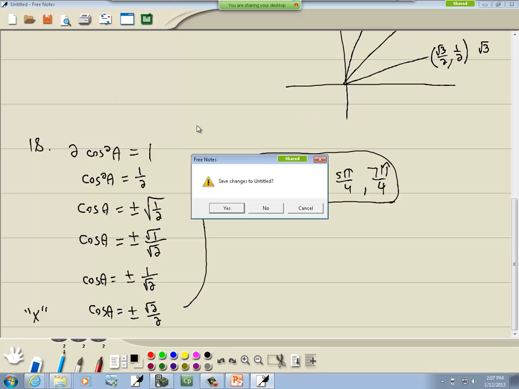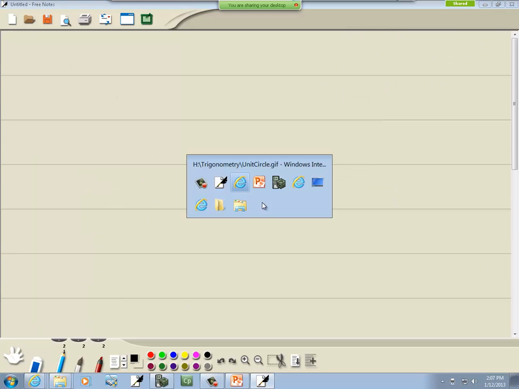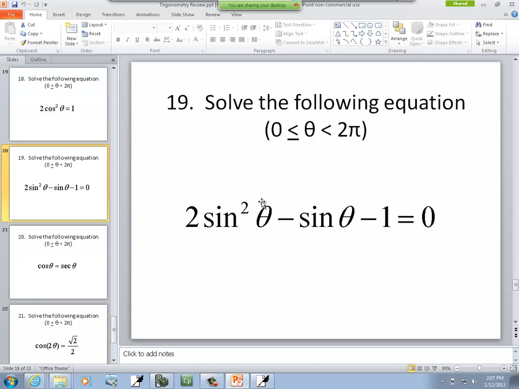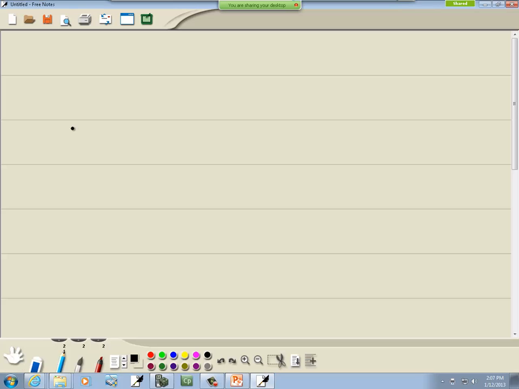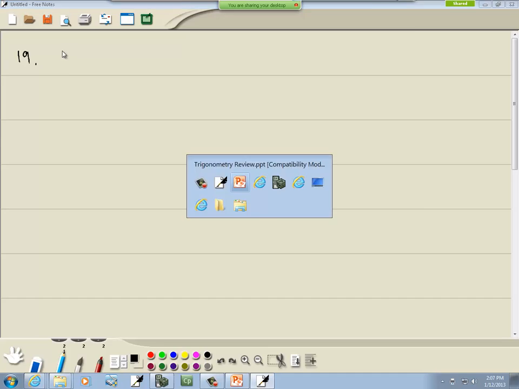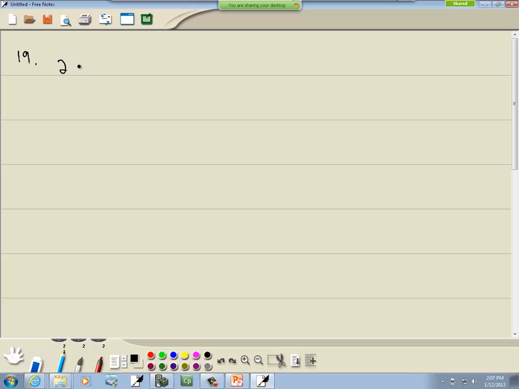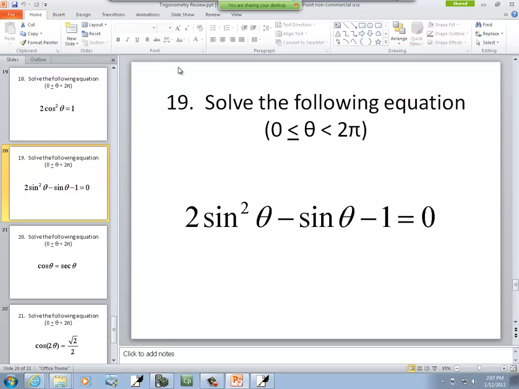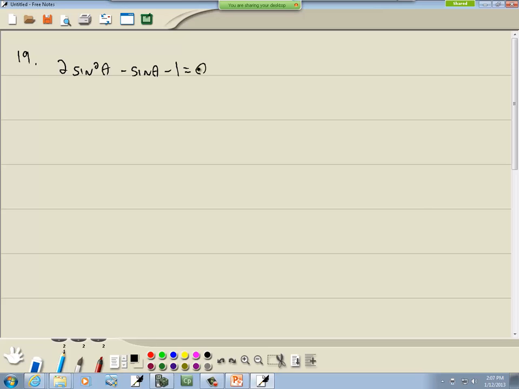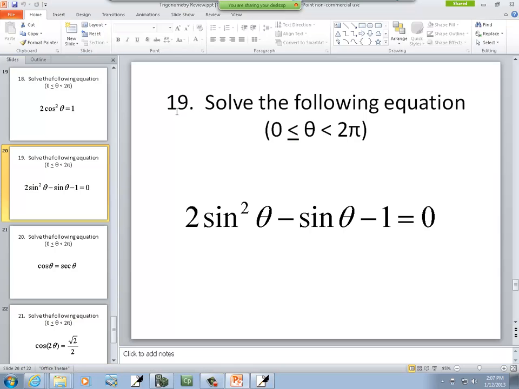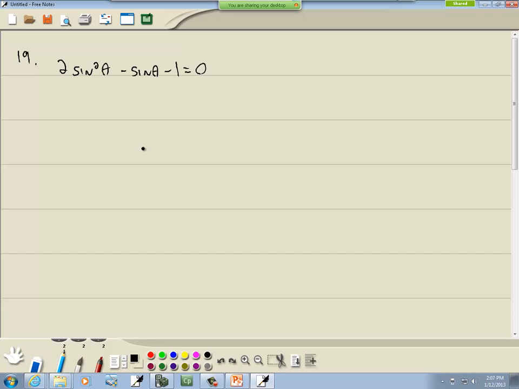There we go. And let's look at our next problem. Number 19. We've got 2 sine squared minus sine minus 1 equal to 0. And same instructions. Find it on the unit circle.